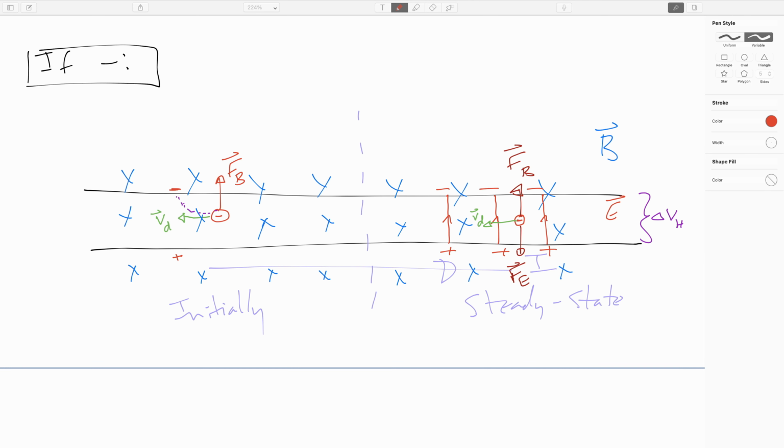All right, so in the next video, we're going to start taking a look at what happens when your moving charges are a current of charges moving through a wire.